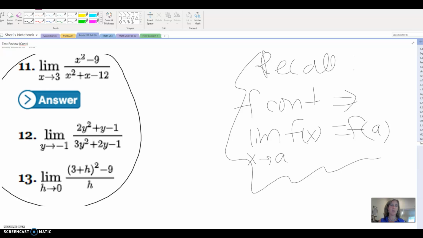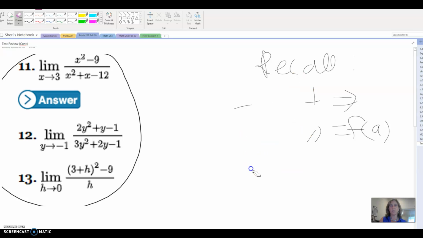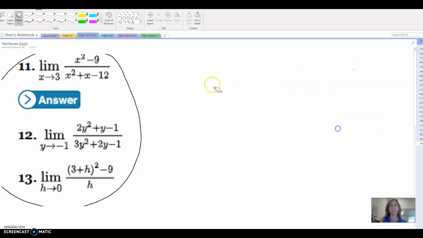So that's our strategy. If we look at number 11, we notice that if I were to plug 3 into x as is, I would get 0 over 0. 0 over 0 is an indeterminate form. It has no meaning, so that's not going to work. So my strategy is going to be to do some algebra to make that limit look like something different that I can just evaluate at 3. When I have polynomials like in 11 and 12, my strategy first would be to factor.